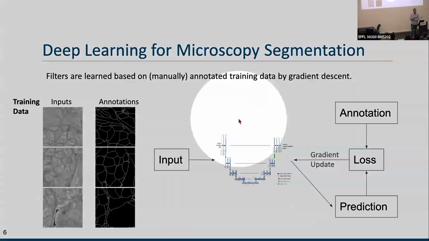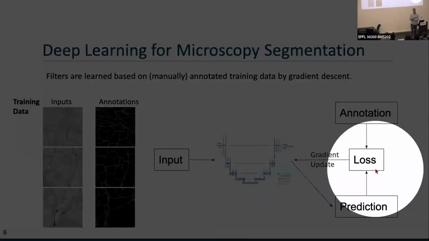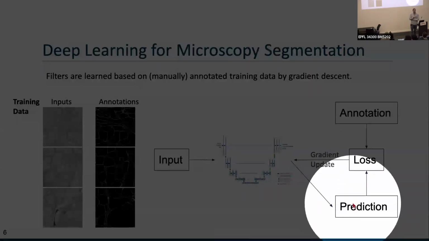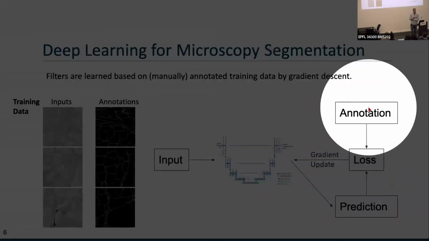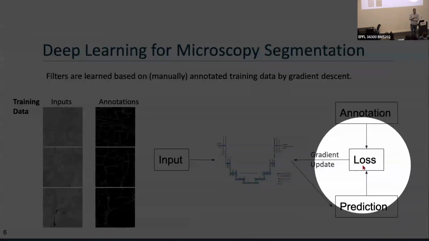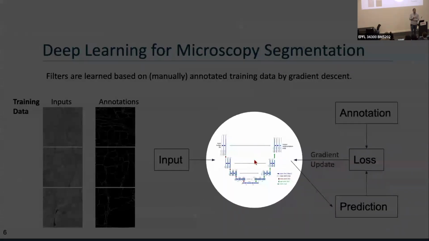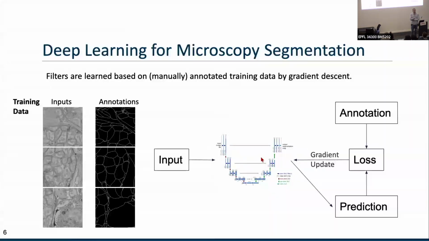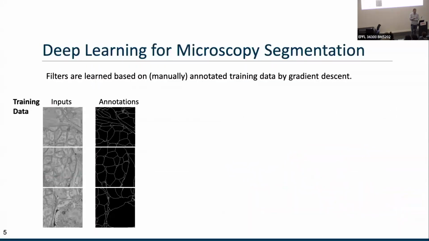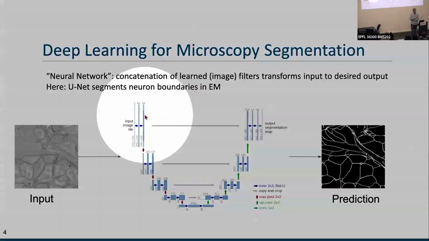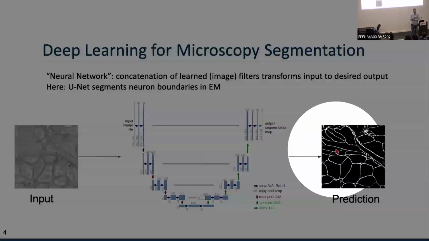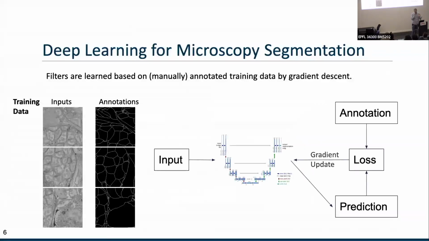We have our input, the EM image, we get the prediction from the network, and then we measure the difference between the annotation and this prediction, which we call the loss. And via gradient descent, we use this to update the weights of this network, which you can think about like learnable image filters, to get to our desired outputs. So basically to learn this transformation from our input to the boundaries. This is really in a nutshell how these deep learning methods work.